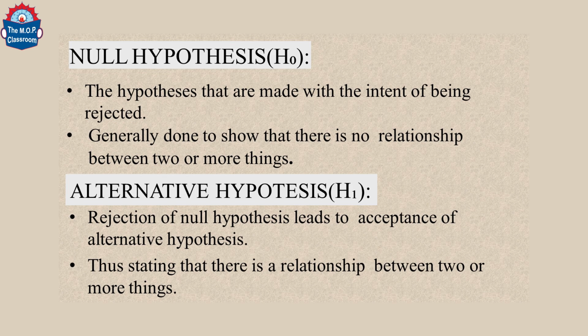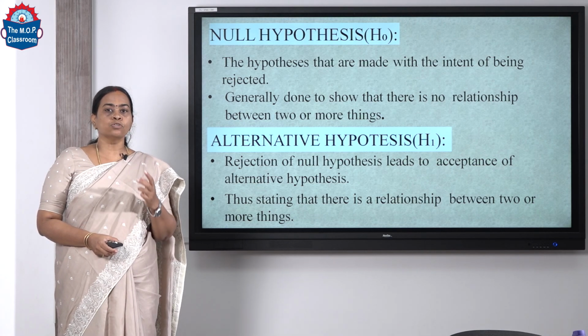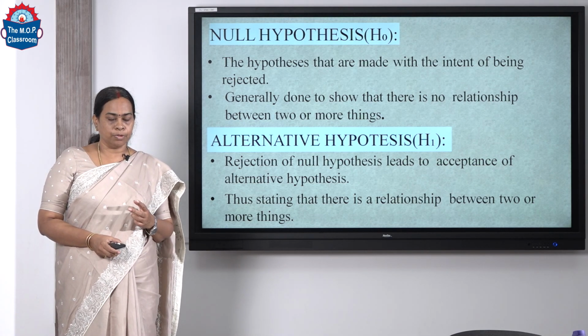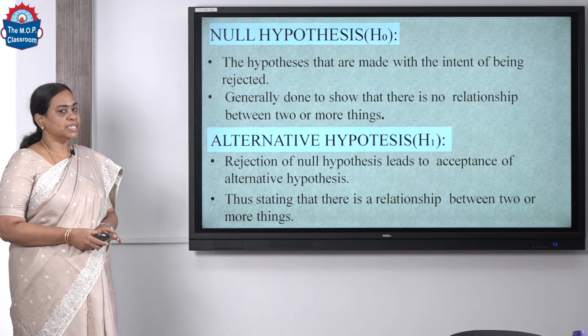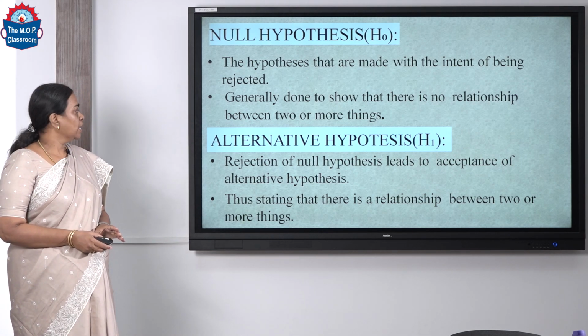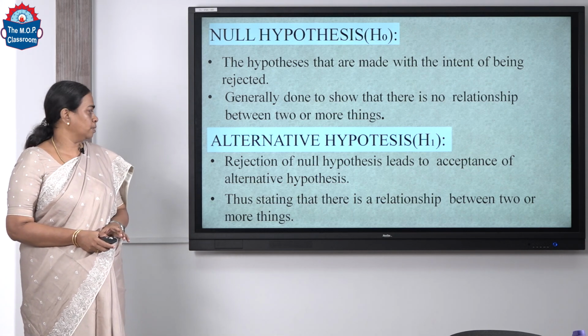Null hypothesis, it is denoted as H0. When we are comparing two means, there is no significant difference, that is the null hypothesis. It is a hypothesis made with the intent of being rejected, generally done to show that there is no relationship between what we are comparing.